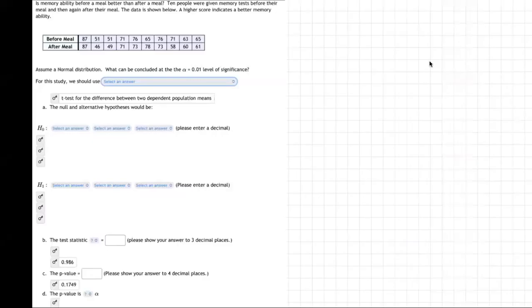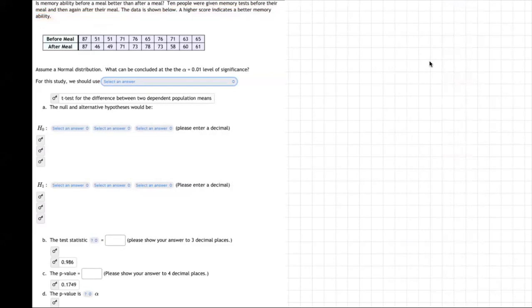Welcome to an example in which we are answering a memory ability question. Here we go. Is memory ability before a meal better than after a meal? 10 people were given memory tests before their meal and then again after their meal. The data is shown below. A higher score indicates a better memory ability.